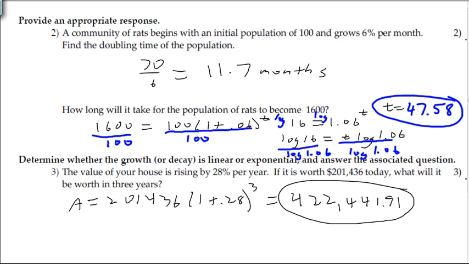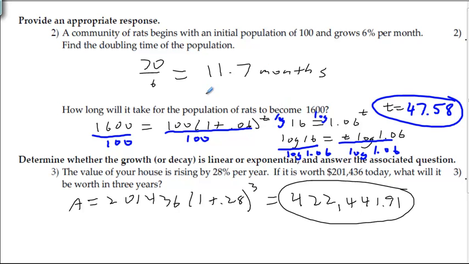Number 2, you could just estimate the doubling time, and we use the rule of 70. So we just took 70 divided by 6 and got 11.7. So in 11.7 months, it'll double from 100 to 200. And then the second part is a little more complex. How long will it take for the population of rats to become 1,600?